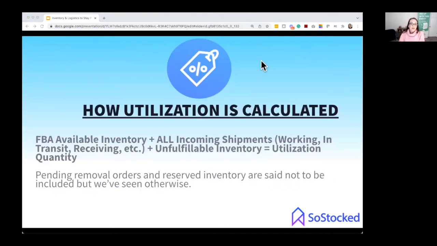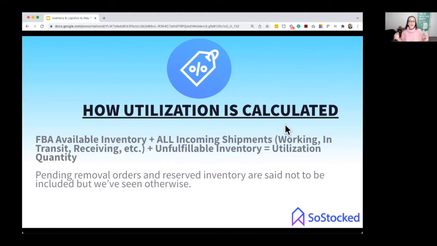All right, now let's see how utilization is calculated. We've got FBA inventory, and then we have all incoming shipments. Incoming shipments would be working, in transit, receiving, etc. And then we have unfulfillable inventory. All of that put together equals your utilization quantity, right? Available, incoming, and unfulfillable. The thing that's missing from here is removal orders and reserved inventory. Removal orders are counted as reserved inventory. And there are other reasons why you have reserved inventory: inventory that's being checked in, that's being transferred to other places.